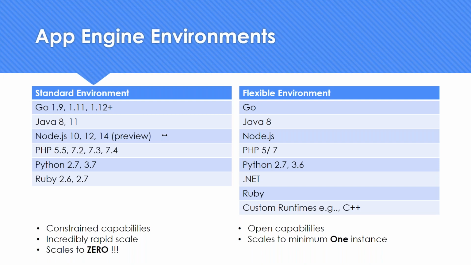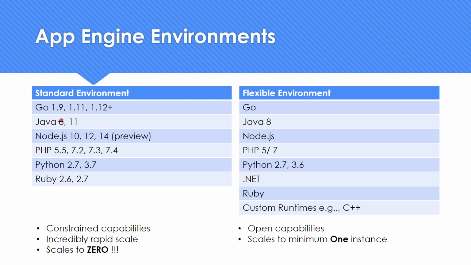If it's Java, you need to have a Java runtime, JRE. If it's Python, you need to have a Python runtime. So the runtime support is very, very important. Google provides this support for a few languages. Go 1.9, 1.11, 1.12. And to be very frank, you don't need to remember this slide for the exam.